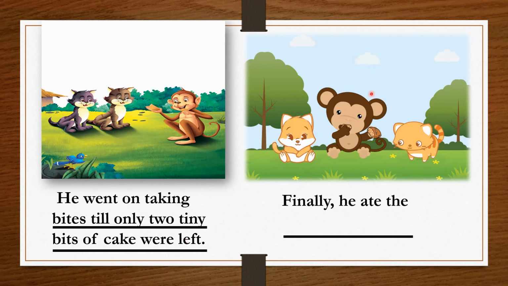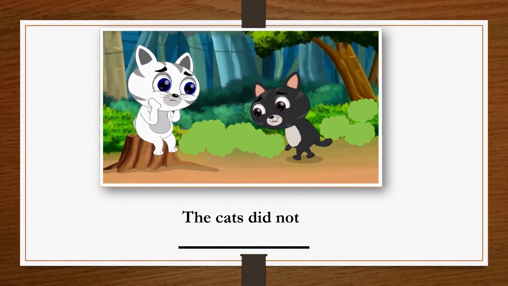After that, what do you see in this picture? Yes, the two small bites of cake are left, and the monkey is eating that also. And these cats are very sad. Finally, he ate the two tiny bites also. What do you see in this picture? Yes, you can see these two cats are very sad now. Okay, so the cats did not get any cake at all.